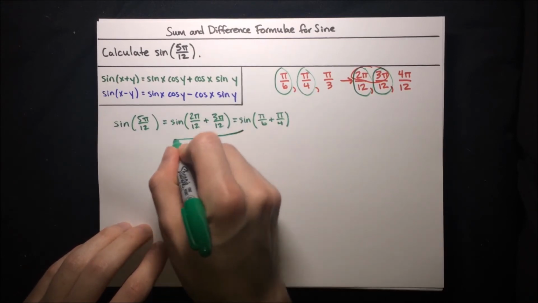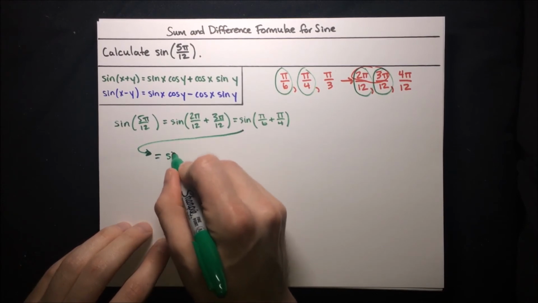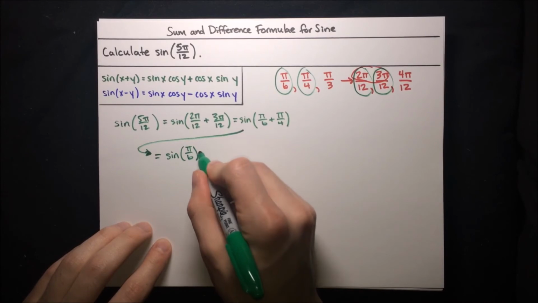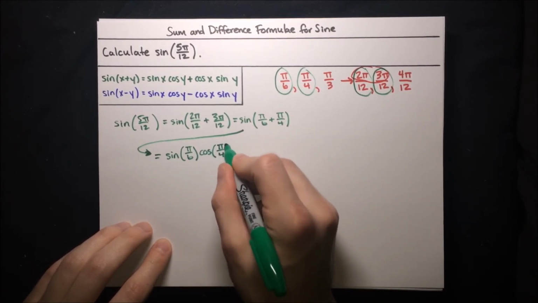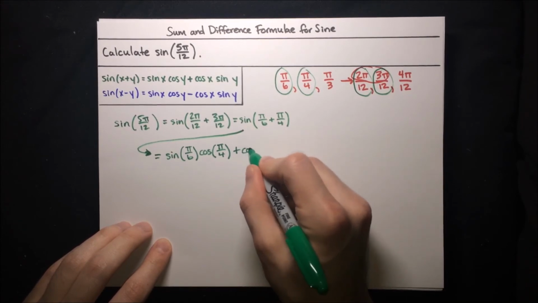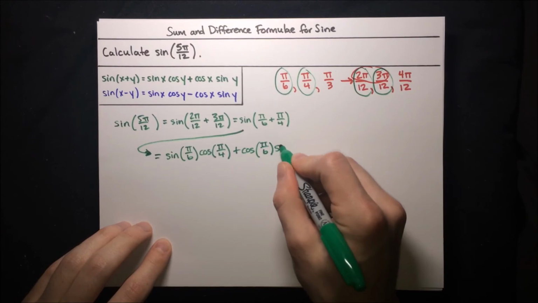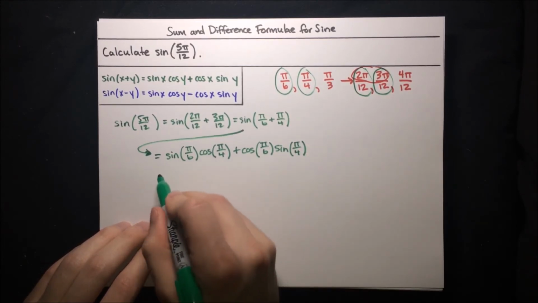So this is equal to sine of the first, sine of pi over 6, times cosine of the second, so cosine of pi over 4. Then plus cosine of the first, pi over 6, times sine of the second, pi over 4. Let's just go ahead and evaluate.